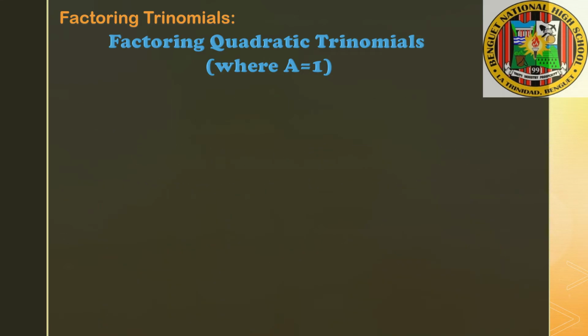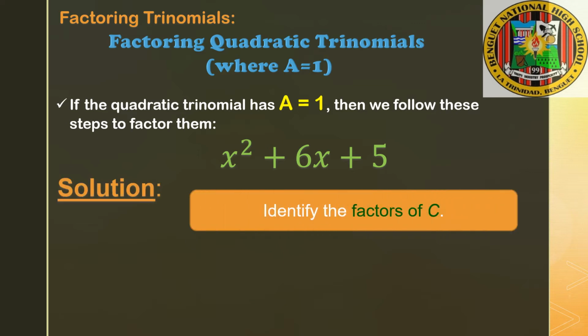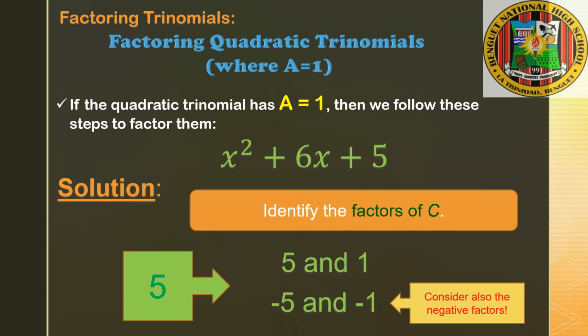To factor quadratic trinomials with a equal to 1, we follow the following steps. First, we identify the factors of c, since, as we have seen from the pattern of the factors, they will be the second terms of the binomial factors. In our example, our last term is 5, and the possible factors of positive 5 are 5 and 1, and negative 5 and negative 1. We consider the negative factors also, since negative times negative gives a positive answer also.